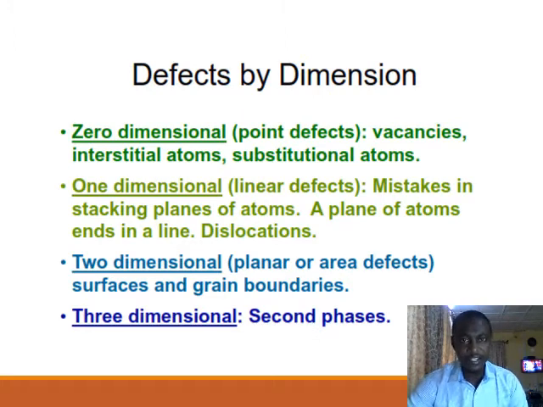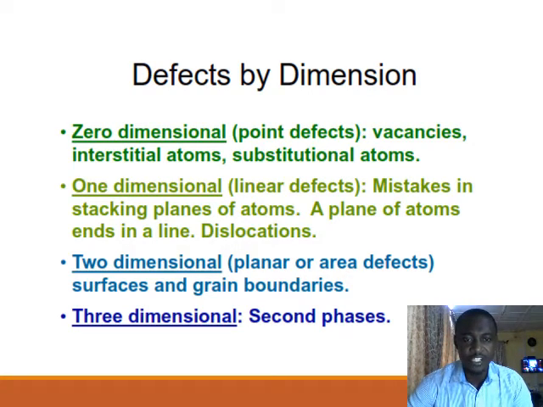So like I said earlier, the defects are classified based on their dimension. As a result, we have a point defect, which is a zero-dimensional defect. This will include vacancies, interstitial atoms, and substitutional atoms. The other is a one-dimensional, which is a line defect, which usually comes as a result of a mistake in the stacking planes of an atom. So we're going to discuss this in detail.